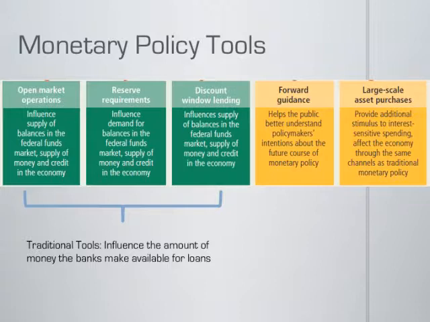And they do this in three different ways. The first way they do it is with something called open market operations. It's kind of a fancy name. It means they're trying to influence the supply of balances in the federal funds market, the supply of money, and the supply of credit in the economy. What the Fed is basically doing here is buying and selling government securities in the market.